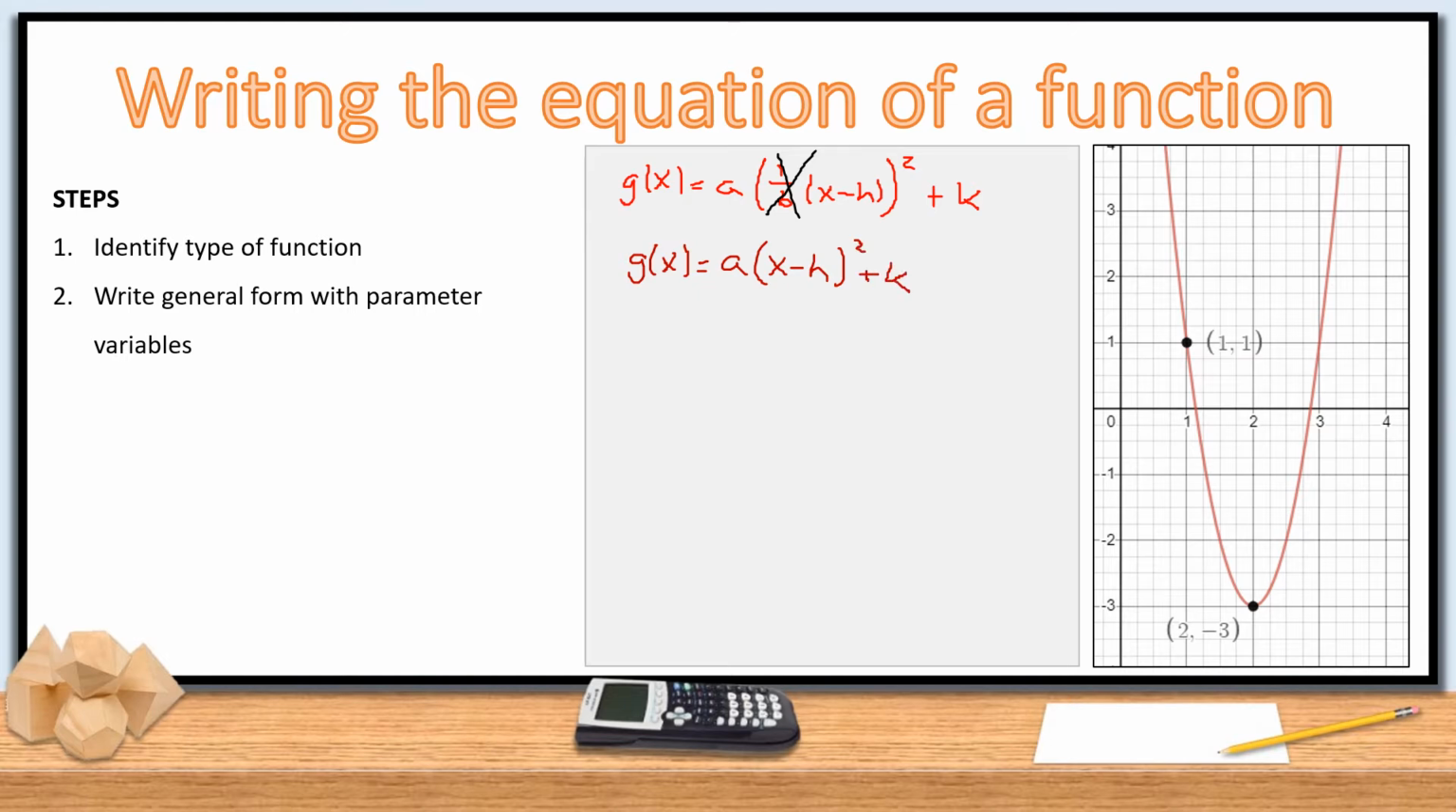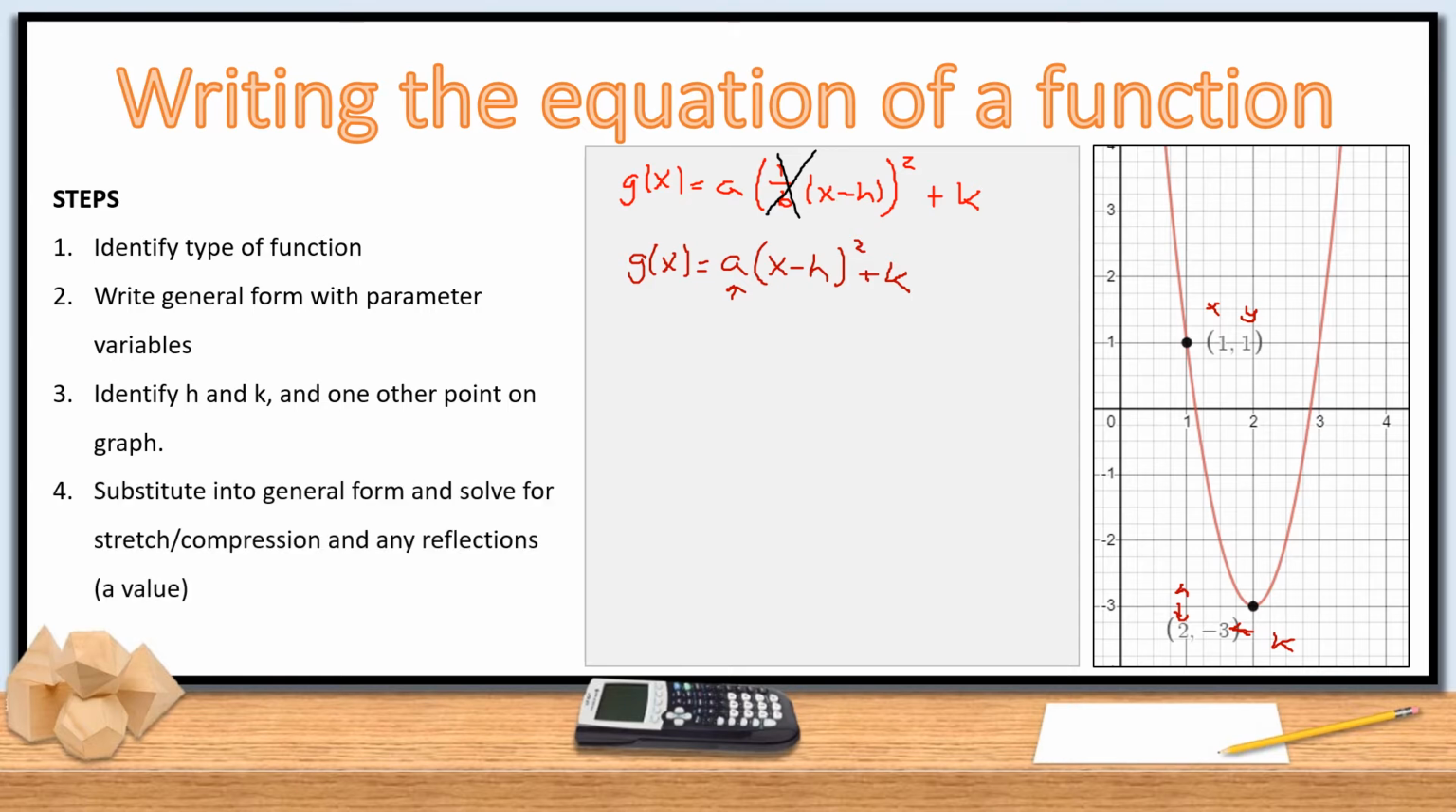The value we don't know is a, because we know the vertex. We know h is 2 and k is -3. And we actually can pick out a value on the graph. So we've got (1, 1). That is an x value and a y value that is on this function. So if I substitute in for x and y in my general equation, and for h and k, the only variable left is going to be a. So we identify h, k, and the point (1, 1), substitute that in and solve for the a value. So instead of g of x, that's the y coordinate, the output, I'm going to put 1.